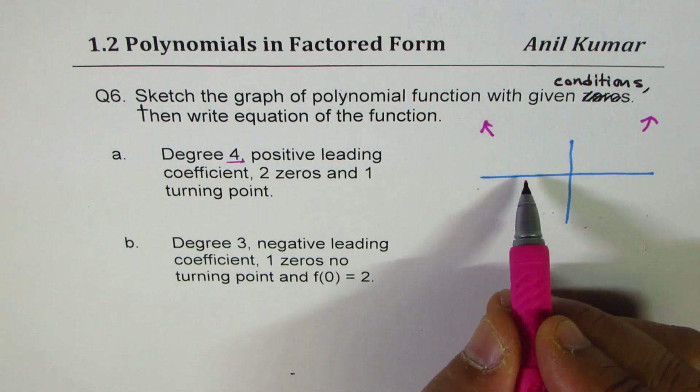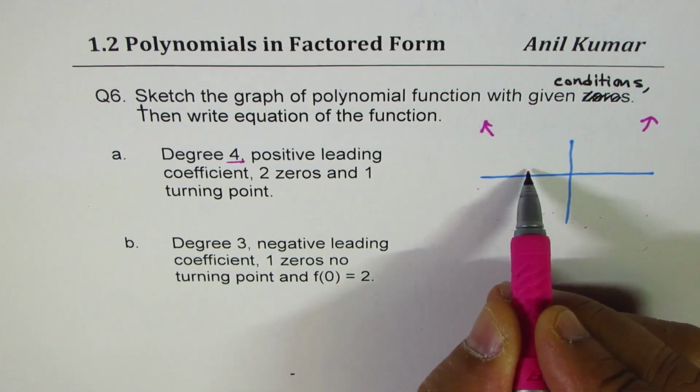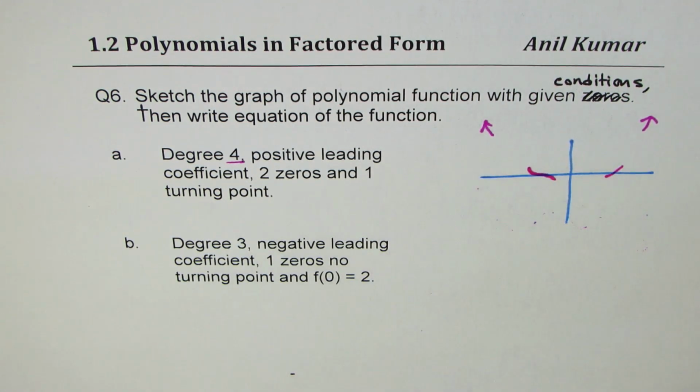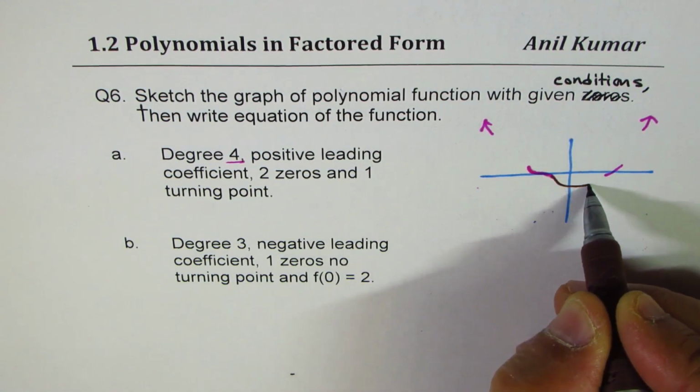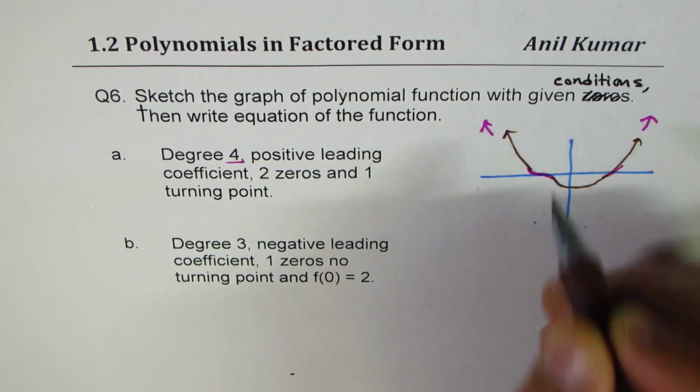So let's say this zero is kind of cubic. Let's say like this, right? And then we have a linear zero here. Does it make sense to you? So connecting these points, we could easily sketch the graph. And then we'll write down an equation based on our sketch, right? So let's say this is how we are going to do it, right?